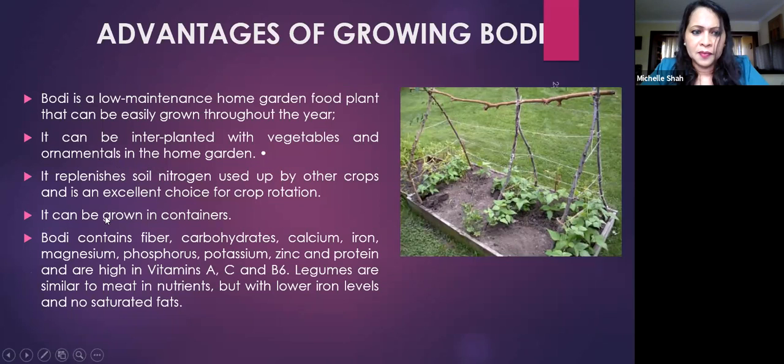It can be grown in containers, and bodhi contains fiber, carbohydrates, calcium, iron, magnesium, phosphorus, and potassium, as well as zinc and protein, and is high in vitamins A, C, and B6. Legumes are similar to meat in nutrients, but with lower iron levels and no saturated fats.